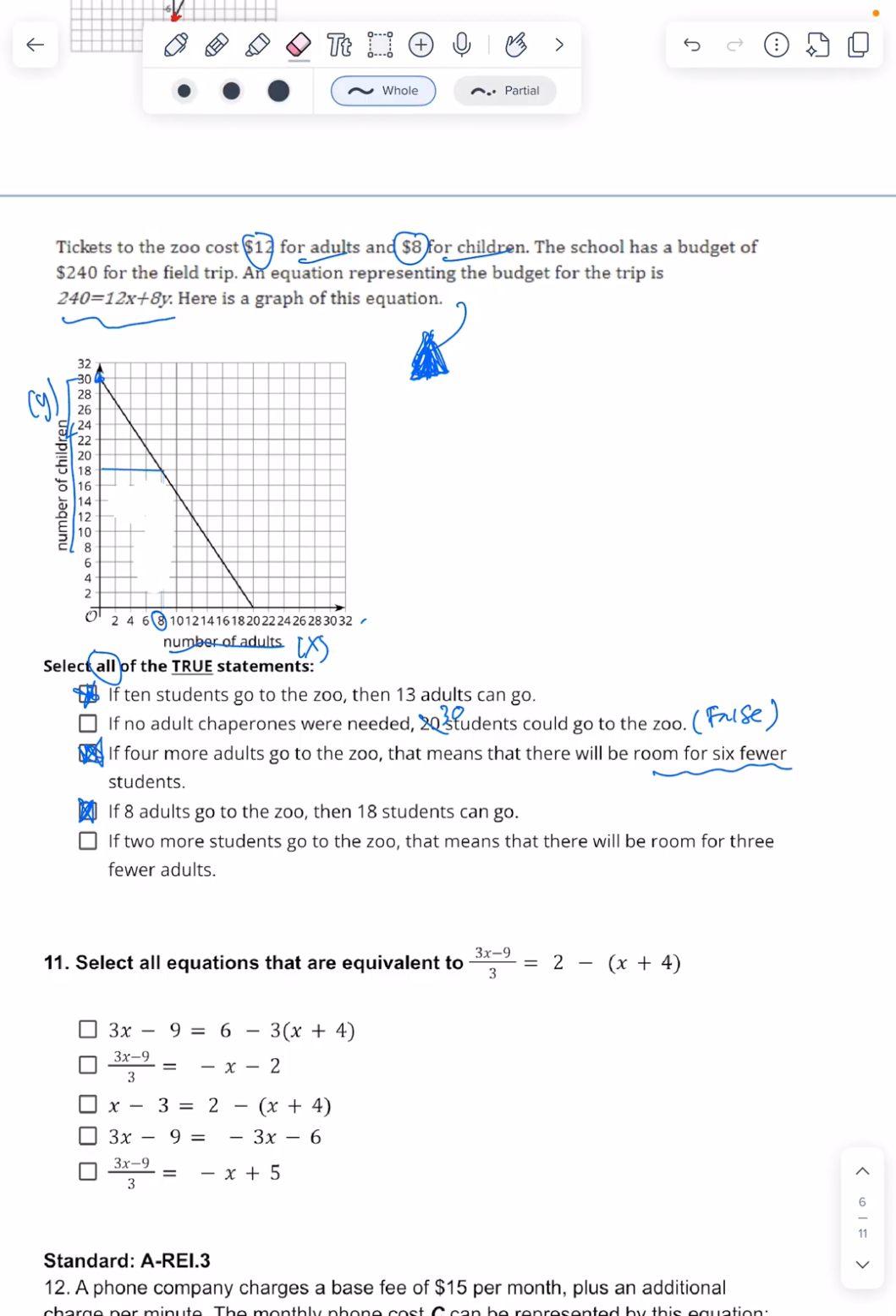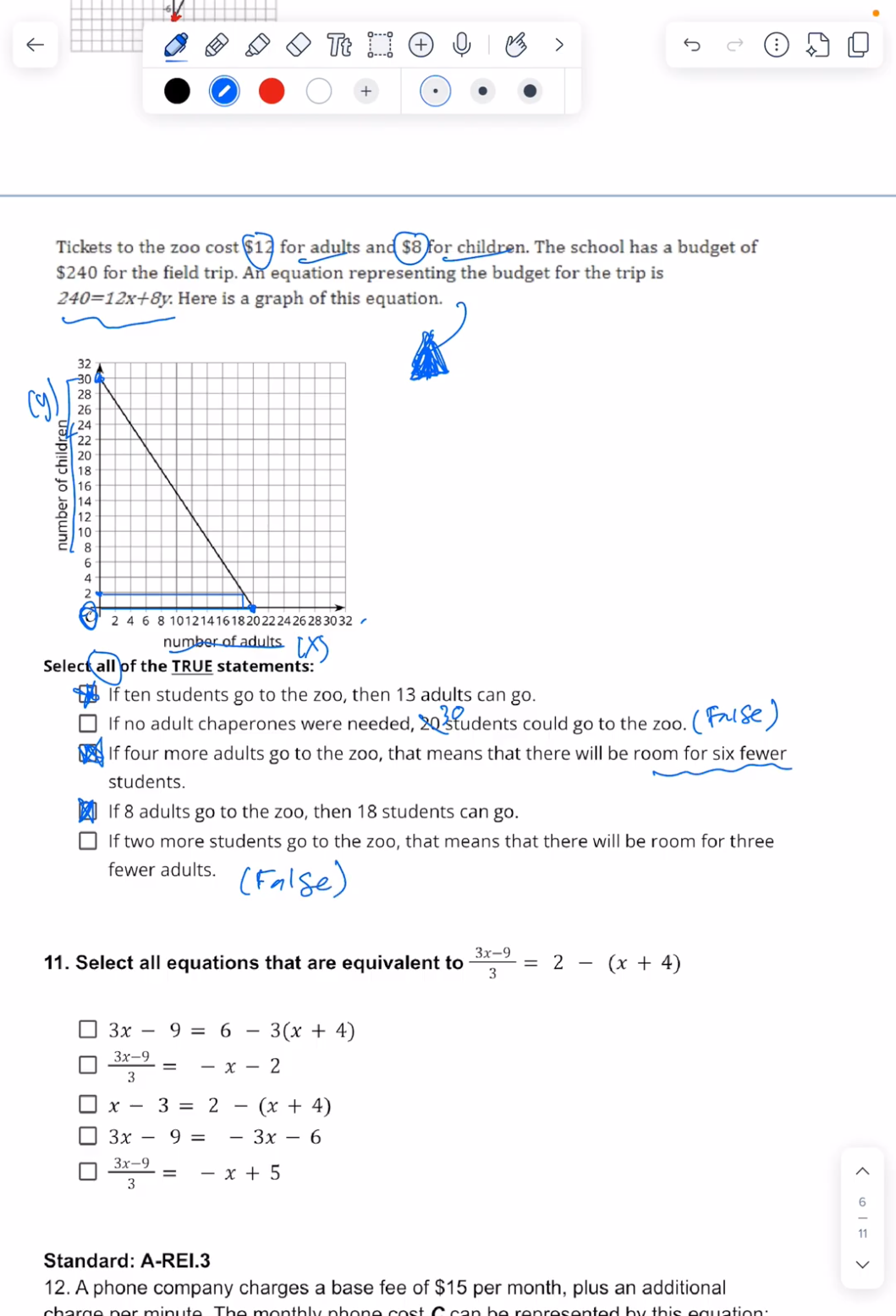And then lastly, it says if 2 more students go, that means that there will be room for 3 fewer adults. Well, if 0 children go, right, how many adults could go? Well, we could see it's about 20 in this case, right? Well, it says, well, what if 2 more students go? Well, instead of 0, what if it was 2, right? Well, if it was 2, it would be somewhere there. So somewhere around 19, right? So we'll go from 20 to 19. So it wouldn't be 3 less adults. It would just be 1 less adult. So this one will be false.